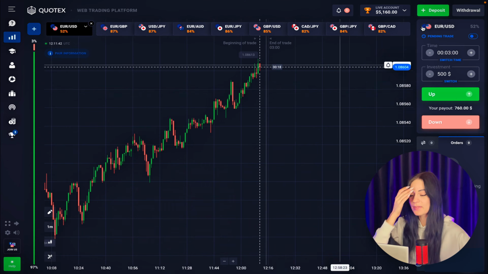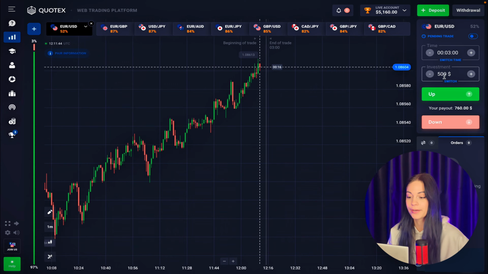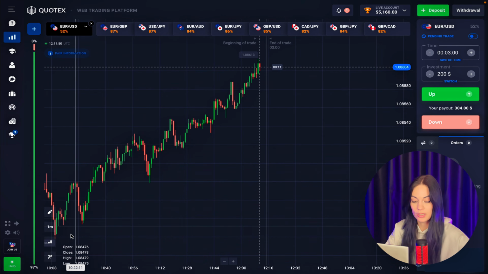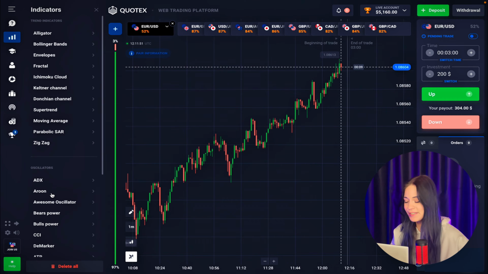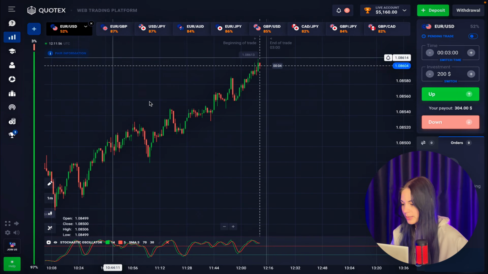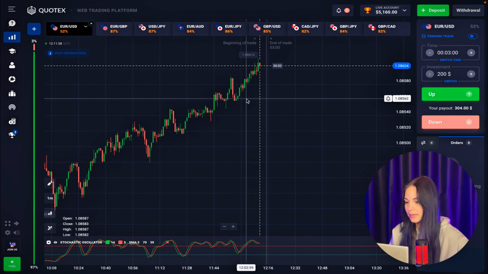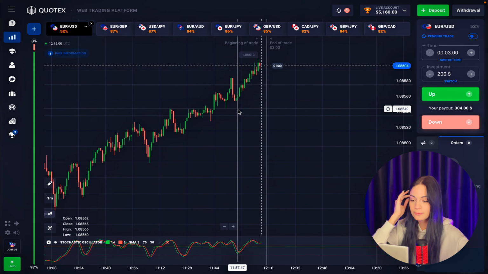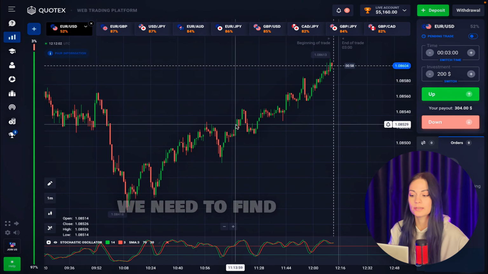All right, guys, let's start our trading session. So we open Quotex, expiration time 3 minutes. The amount of money that I'm using is $200. It's around 4% of my balance. Additionally, we add stochastic. Maybe it's going to be useful for us. And of course, right now we need to find good currency pairs.